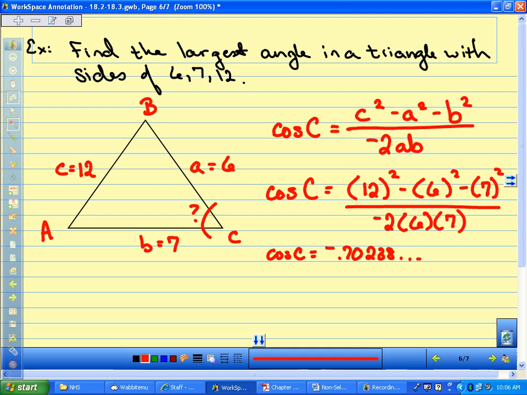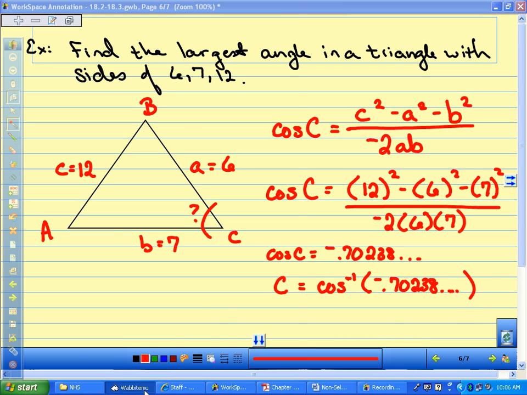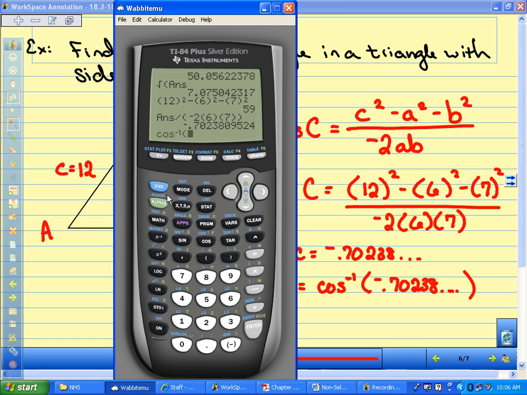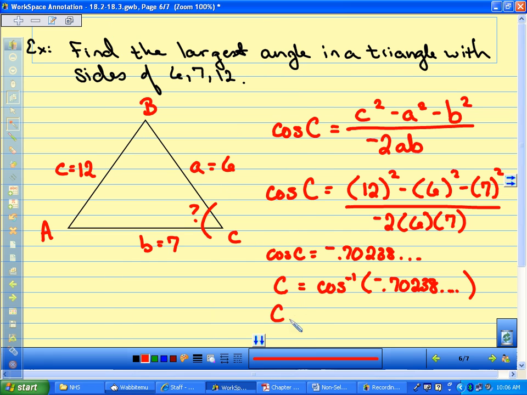So now what do we have to do and show? Because it's a very important step here, folks. C is equal to inverse cosine of negative 0.70238... Okay, so in the calculator now then we're going to go second cosine, second answer. And we get to the nearest degree, what? 135 to the nearest degree. So C equals 135 degrees.